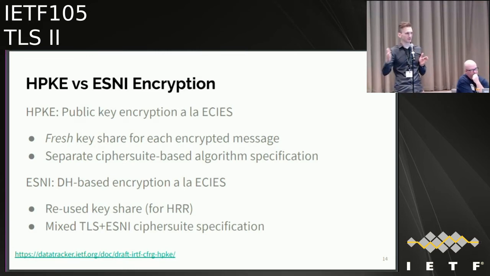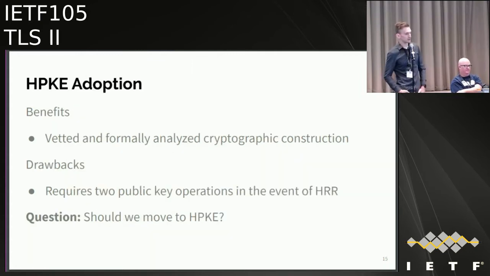upon getting an HRR, you would send the same client ESNI key share that you sent in the first one. And the cipher suite used to negotiate which particular algorithms for ECIES is sent in the ESNI key share using the TLS cipher suite spec. So the benefits of HPKE adoption here are that we don't roll our own crypto, and we use something that the CFRG sort of blessed in a way.